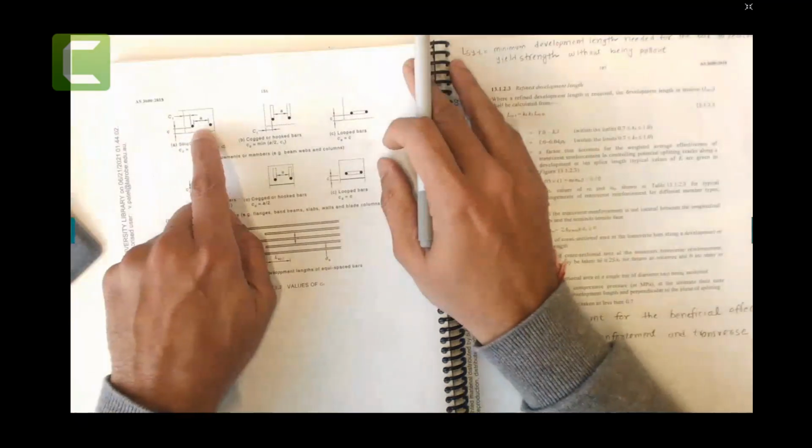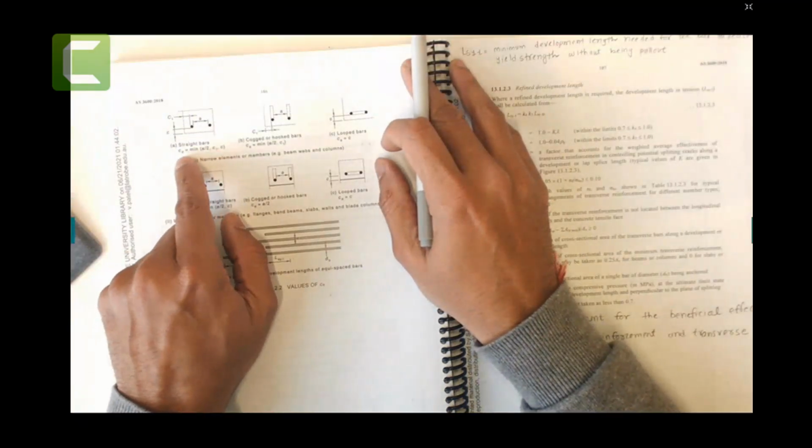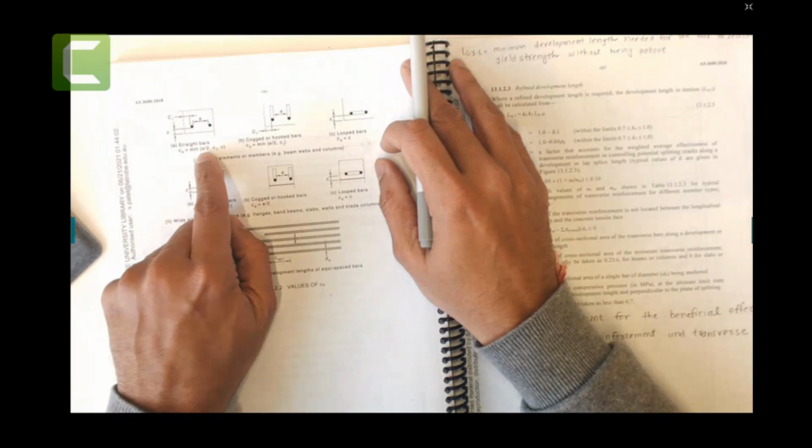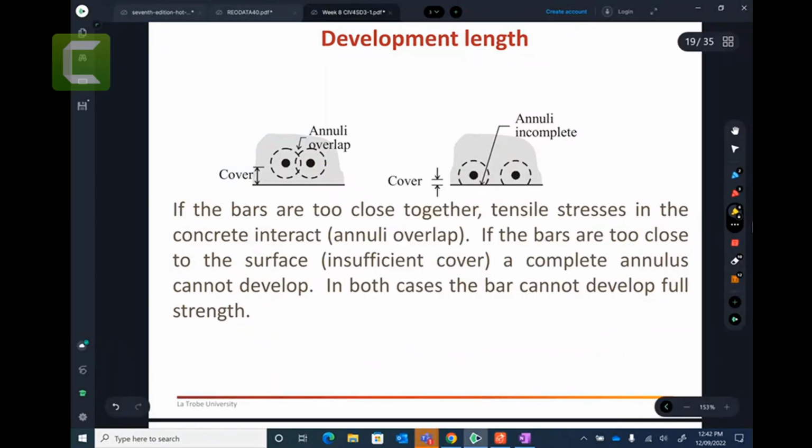That if you have distance a by 2, if it is too small, then you will CD equal to A by 2. So that's what they're talking about. When you pull out this bar, it will create this profile, right? The splitting profile or the concrete profile around it. So if you put them close to each other, they will overlap on each other and it will crack. If the bars are too close together, tensile stress in the contact develops an overlap. So we don't want to overlap.